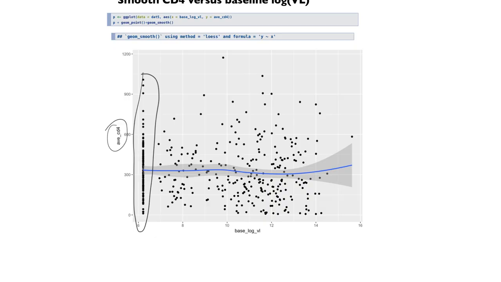It looks like as base viral load gets higher, the average CD4 count over time may go down a little bit. Doesn't look like it's a strong relationship. And again, we've talked about this before, and that viral load is a very messy measurement. So if I had replicates of viral load at the first time, maybe that would be a better predictor, but I only get one.